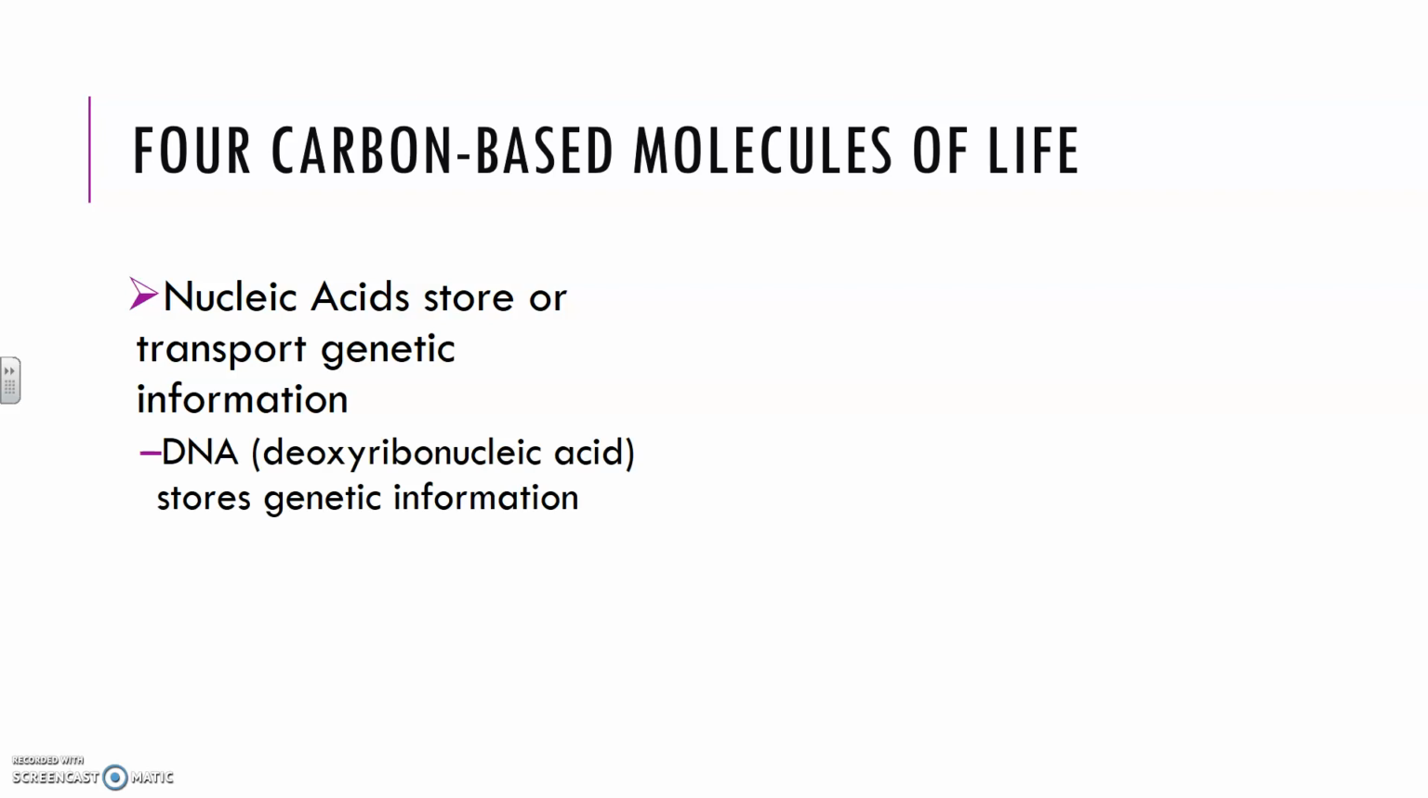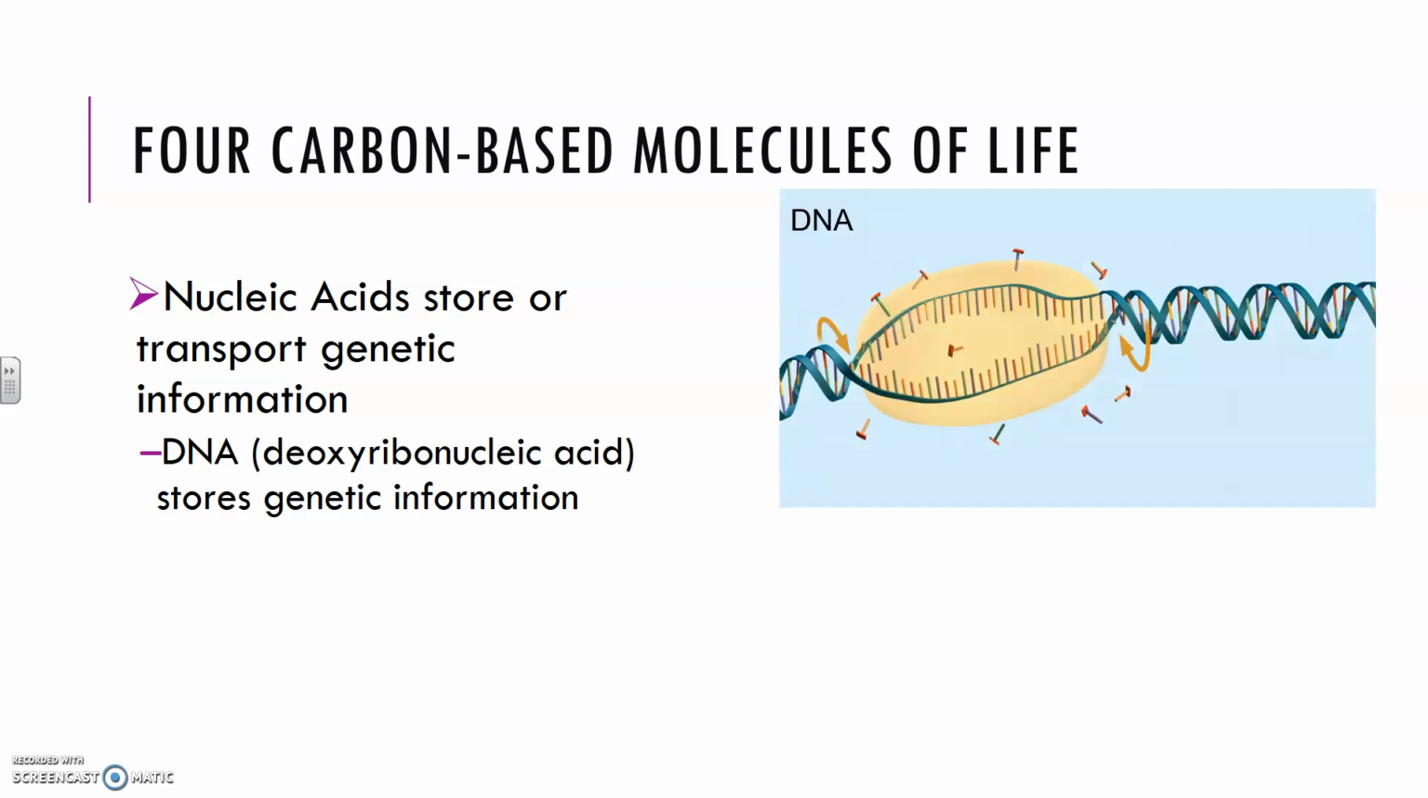So again, DNA is your deoxyribonucleic acid, which stores your genetic information. It is double-stranded, so it forms a nice little spiral. It's called the DNA helix. This is showing DNA replication, or actually this is creating RNA, but we'll get into that later.